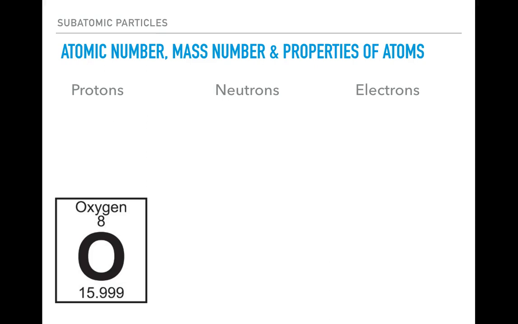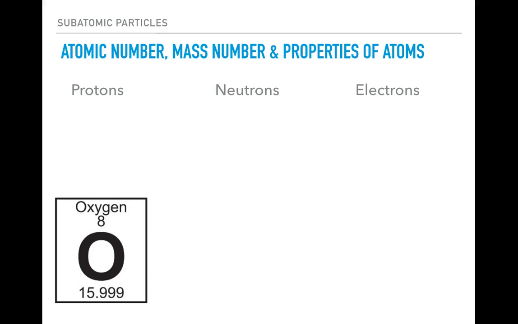As we look at the image at the lower left-hand portion of your screen, this represents the element oxygen within the periodic table of elements. The number 8 that you see just under the word oxygen represents the atomic number, whereas the number at the very bottom represents the atomic mass, 15.999.